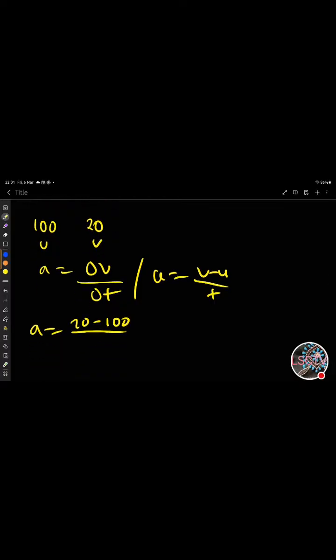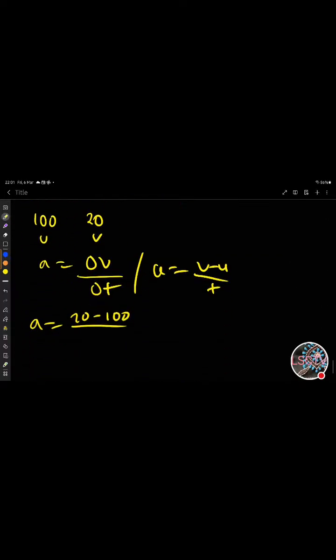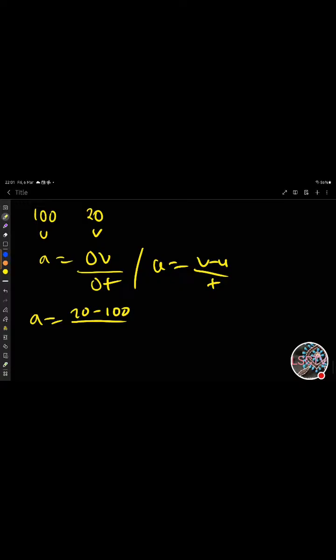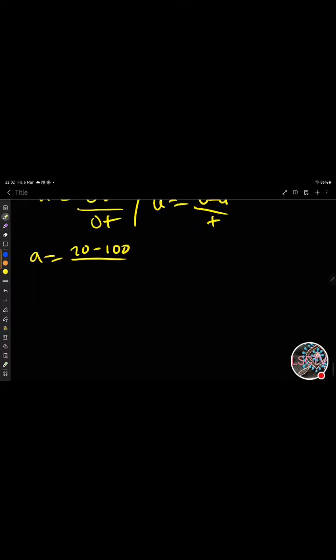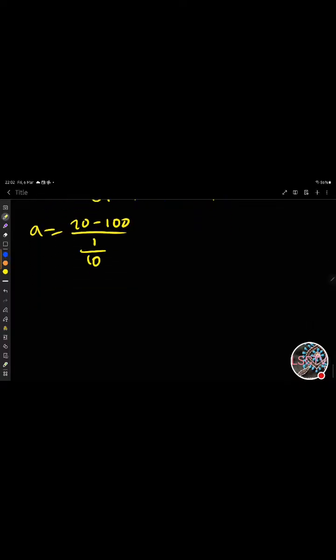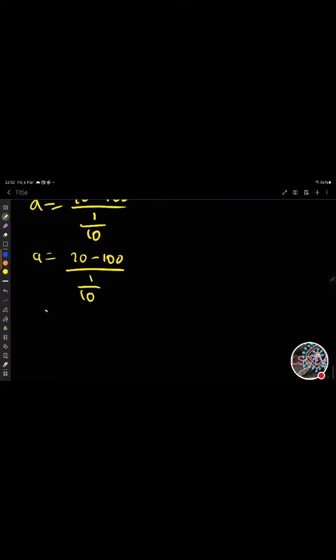I am going to find it in kilometers. Okay, how do you say this in hours? Let me just say it took him 1 by 10th of an hour to solve. So it is just going to be 20 by 100. It's easy to change units, but I just don't want to do it. So A is equal to 20 minus 100 by 1 by 10 of an hour. So A equals minus 80 by 1 by 10.